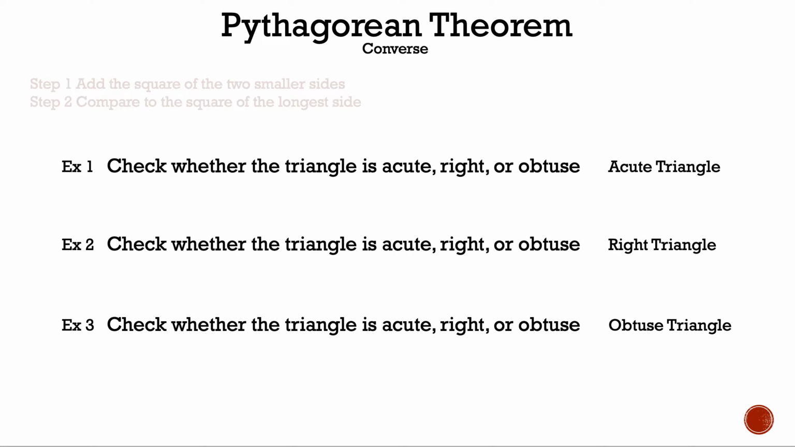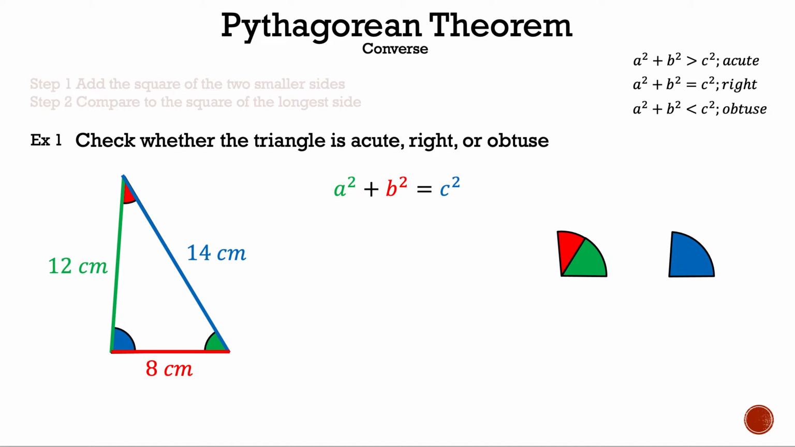Now, here are the examples that we're going to be discussing in today's video. So let's take a closer look at example 1. Let's read the steps. Step 1, add the square of the two smaller sides. Step 2, compare to the square of the longest side. Now let's read the question. Check whether the triangle is acute, right, or obtuse.